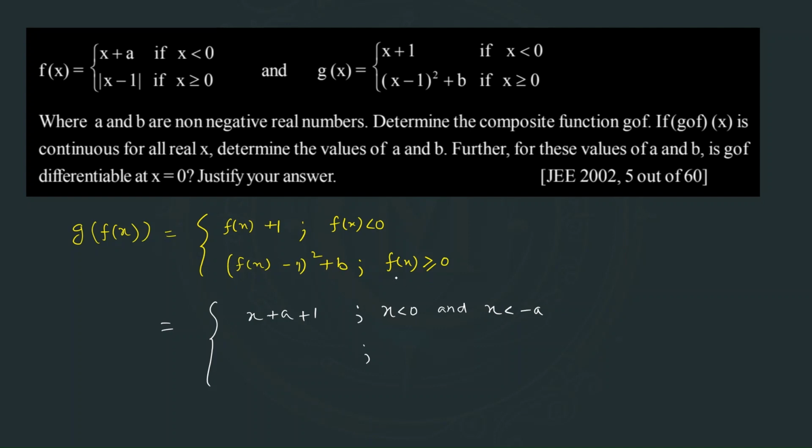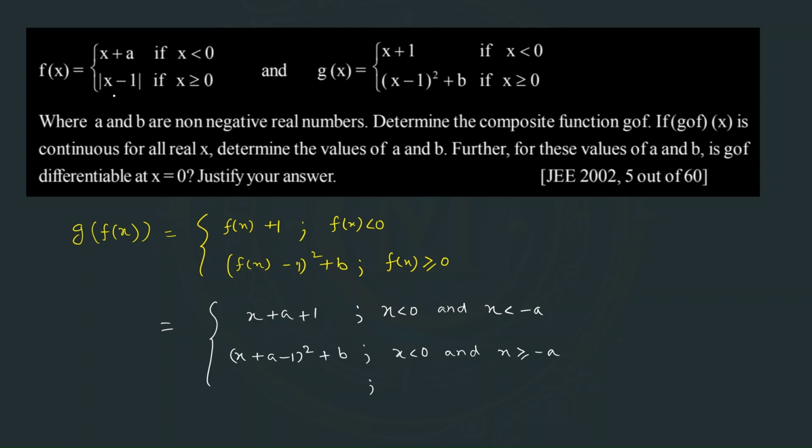Okay, then we have to consider this case. Now, how to consider this case? Here f of x is positive or equal to 0. Okay, so we can see in the definition of f(x) can be greater than or equal to 0 for both cases. That means if we consider this case first, here f(x) will be positive if x less than 0 and x greater than or equal to minus a. So x less than 0 and x greater than or equal to minus a. Okay, then this definition of f(x) will be used. So here we substitute (x plus a minus 1) whole square plus b.